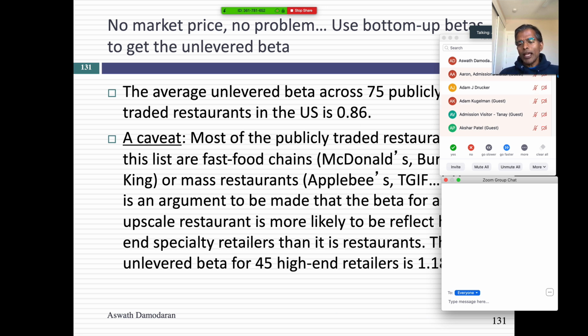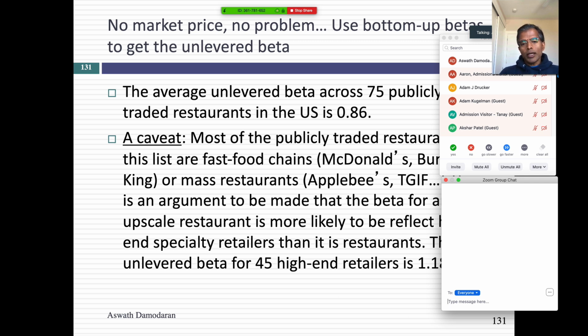So basically, instead of using the beta for publicly traded restaurants, I'm going to use the beta for high-end retailers. You're saying, are you allowed to do that? Remember, in valuation, you get a lot of room to make judgment calls, and I'm making a judgment call. The unlevered beta for high-end retailers is 1.18. You're saying, but this is a private transaction. Hang in there. This is the beta that I'm getting by looking at high-end retailers.